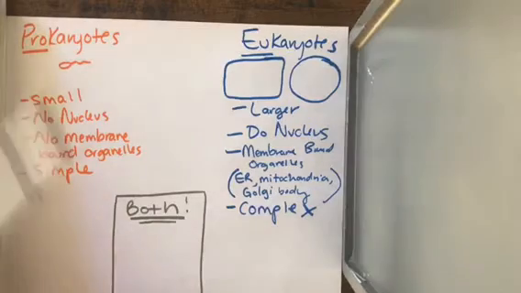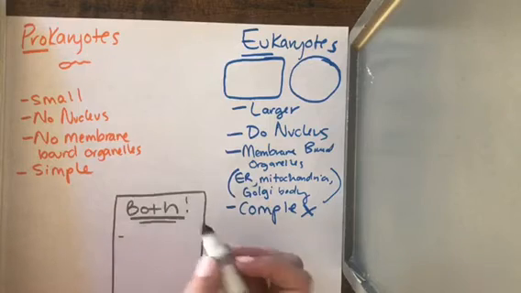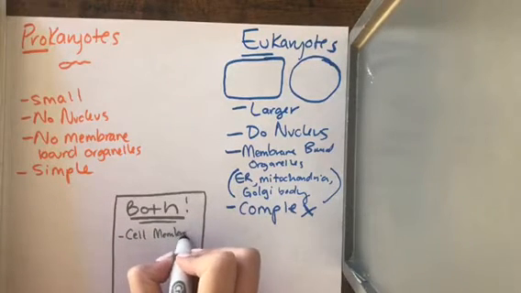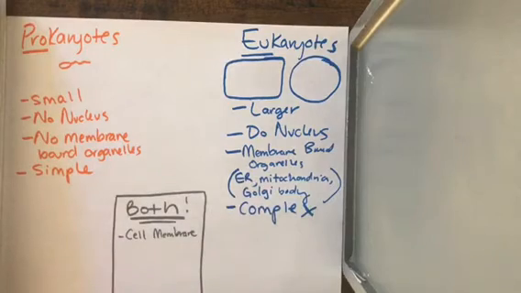All right, now there are some things that both prokaryotes and eukaryotes have in common. Both prokaryotes and eukaryotes have a cell membrane. Every cell has to have a cell membrane. That's going to control what can enter and exit the cell.